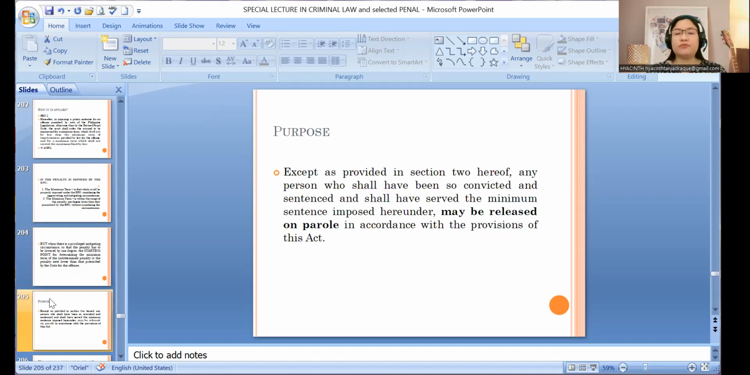The purpose of which is that any person who shall have been so convicted and sentenced and shall have served the minimum sentence imposed hereunder may be released on parole in accordance with the provisions of this act.